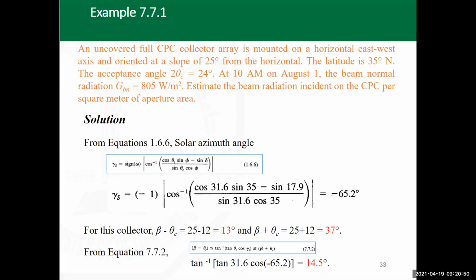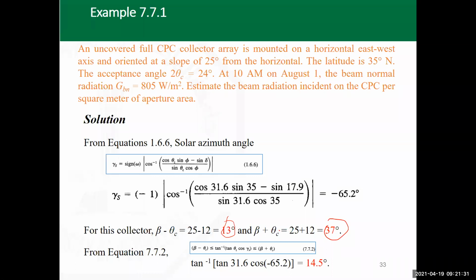Then we can look at the parameters we are going to measure this against: beta minus theta c and beta plus theta c. Beta is 25, and theta c, the half acceptance angle, is 12. So 25 minus 12 is 13, and 25 plus 12 is 37. The value tan minus 1 of tan theta z cosine gamma s should be between 13 and 37 for the beam radiation to be counted. Otherwise, F is going to equal 0.